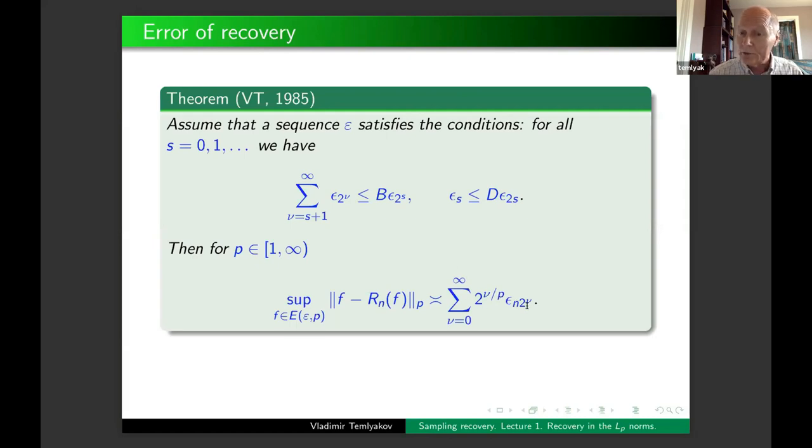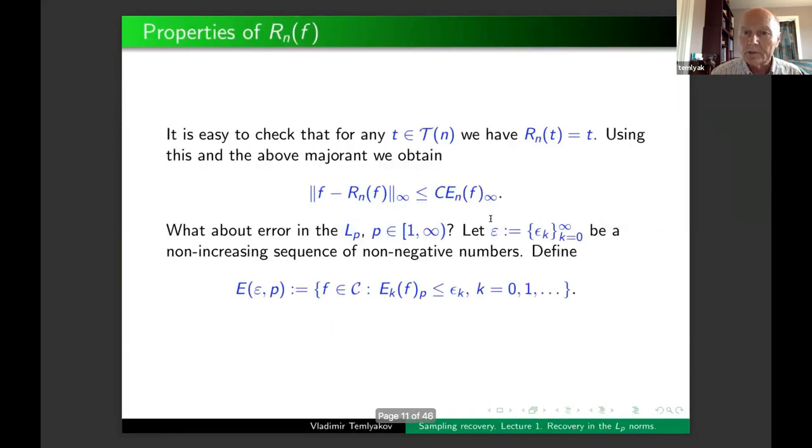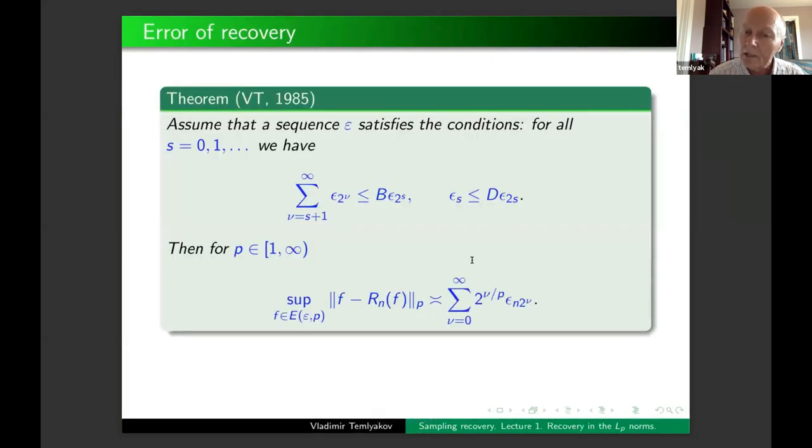But the first one, when nu is equal to zero, is one. So this is like it was in the previous results. But here we have the tail of this series. And the tail of this series is like this, 2 to the nu over p, n multiplied by this.